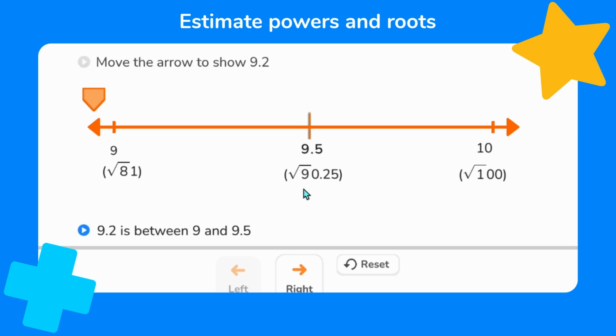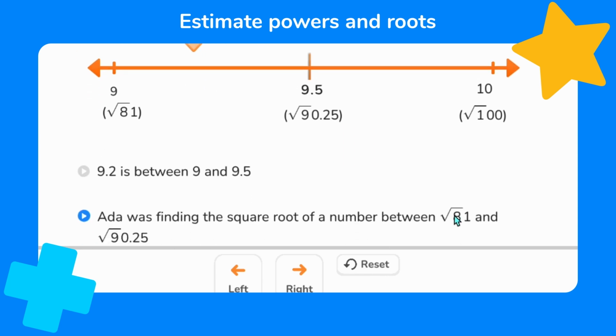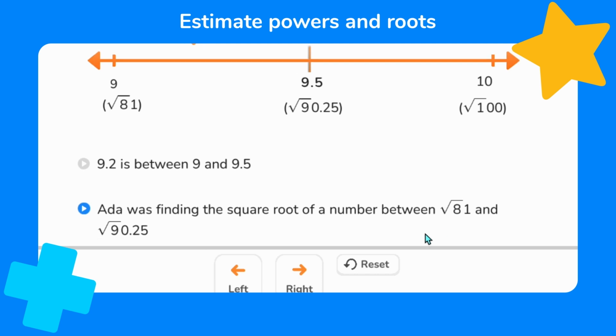Okay, to help us work out the problem here, the next thing we're going to do is to move the arrow to show 9.2. And we know that 9.2 is going to sit between 9 and 9.5 and I'm going to place it slightly closer to the 9 than to the 9.5. So I'm estimating that 9.2 sits around about here. So this tells us that Ada was finding the square root of a number between 81, the square root of 81, and the square root of 90.25.